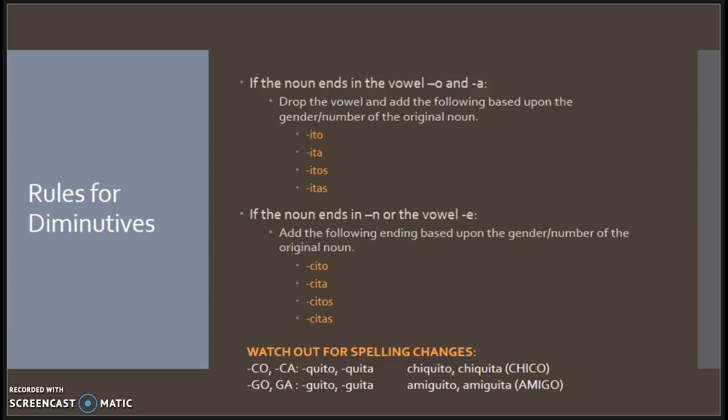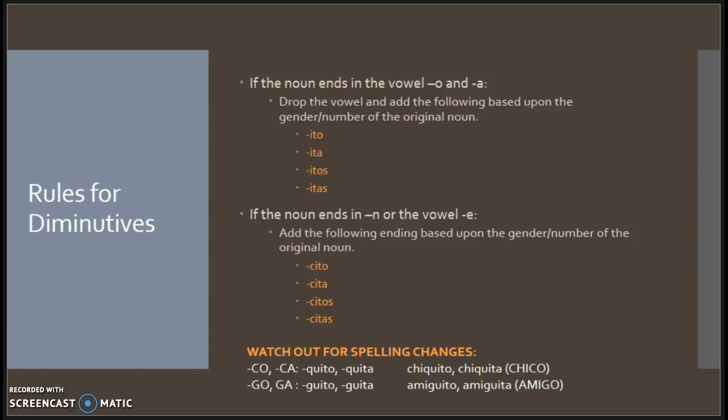If the noun ends in an N or an E, well, we then add cito to the end. We don't drop anything. We add cito after the N or after the E. Cito, cita, citos, citas, again, based upon the original gender of the noun.